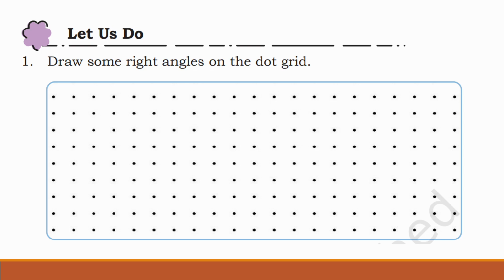Draw some right angles on the dot grid. See, you can draw some right angles, some L-shaped angles like this. See, if you want to check, you can place an L shape over these angles. Okay.